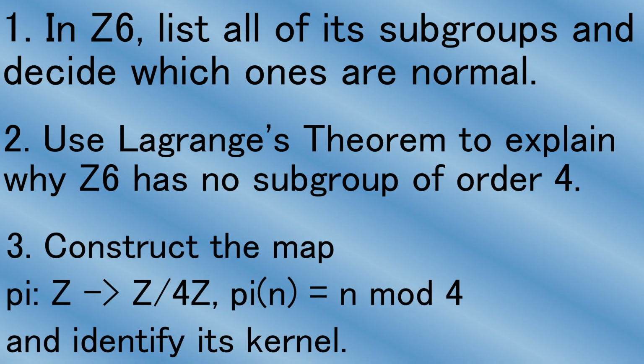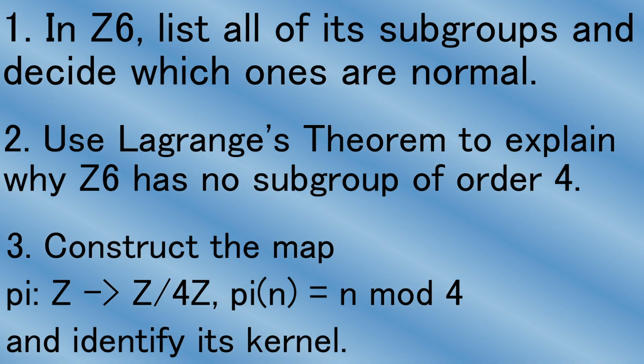Third exercise, construct the map pi from Z to Z quotient 4Z, pi of n equals n mod 4, and identify its kernel. What kind of integers are sent to 0 in the codomain? If you can reason through these, you've got a solid understanding of how homomorphisms divide a group into structured layers, the foundation you'll need for the proofs coming next time.